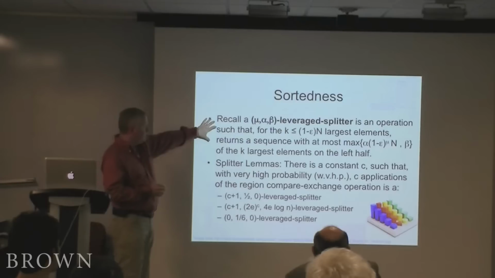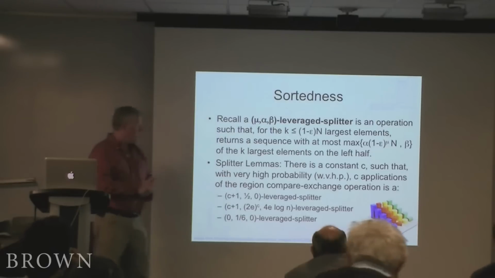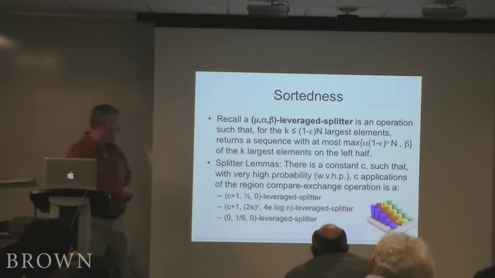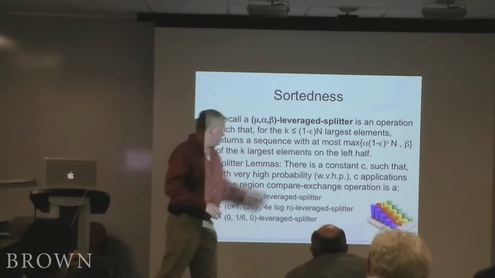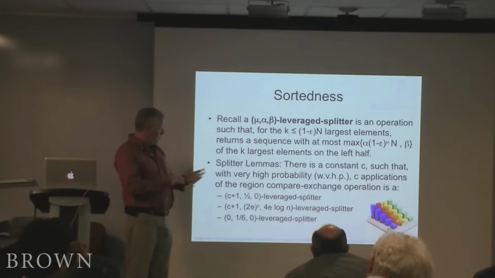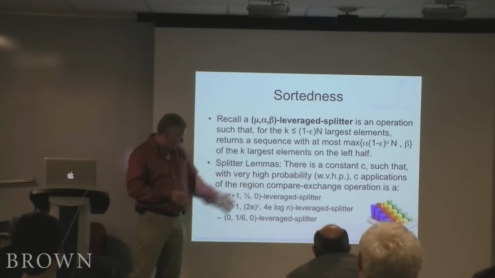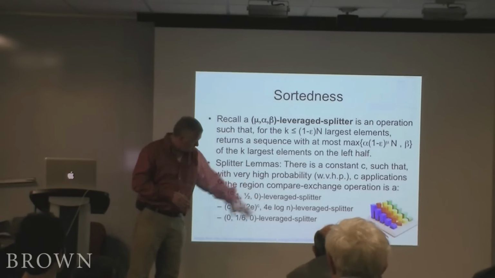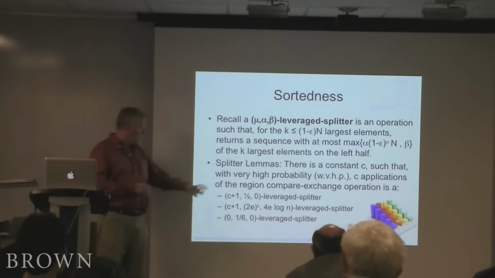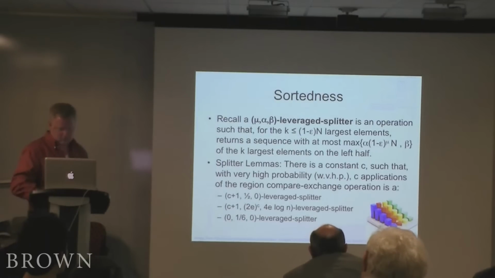Recall that definition of a mu alpha beta leverage splitter, an operation that separates things out the way I had mentioned. I use 3 different lemmas, which I call the splitter lemmas, to show that there's a constant C such that with very high probability, C applications of that region compare exchange operation will itself be one of 3 things: either a C plus 1, 1/2, 0 leverage splitter, a C plus 1, 2 to the EC with a 4e log n leverage splitter, or a 0, 1/6, 0 leverage splitter. Each of these 3 different lemmas applies to different contexts of the proof.